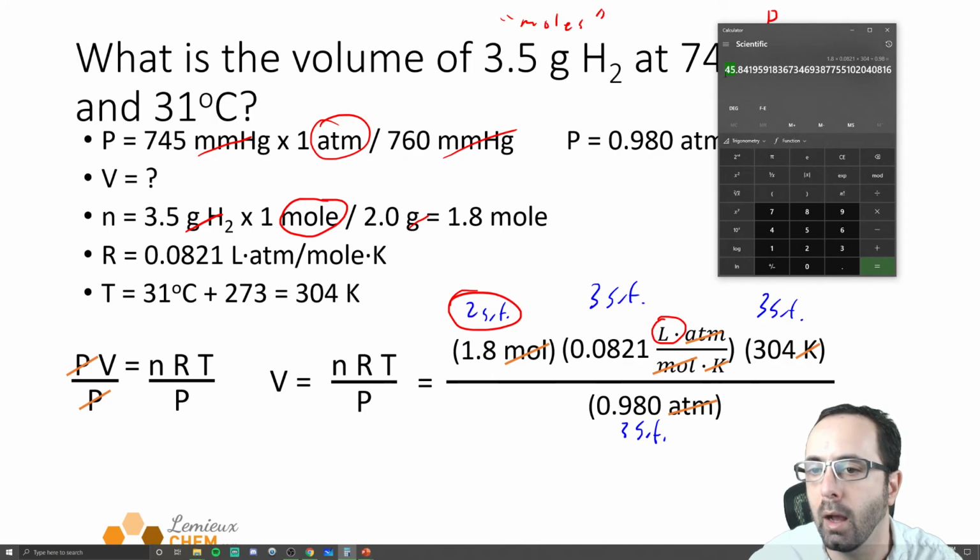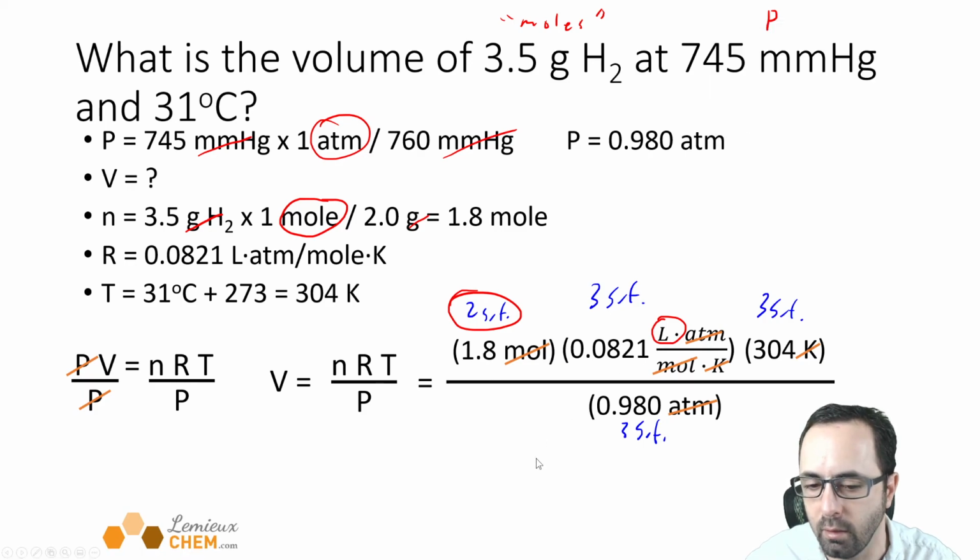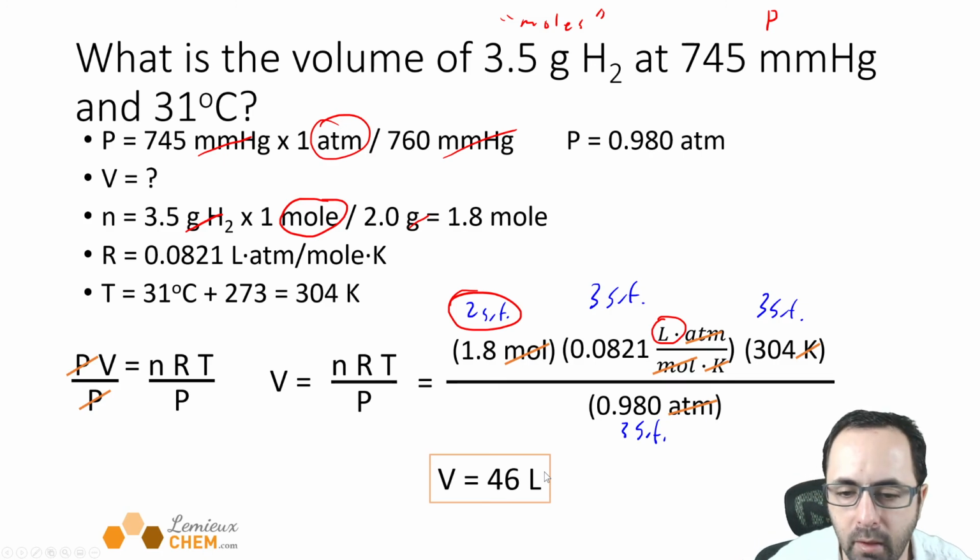So I would round where the 5 is. Since this is an 8, we'll round up. It's going to be 46, and the unit is liters. 46 liters is our answer.